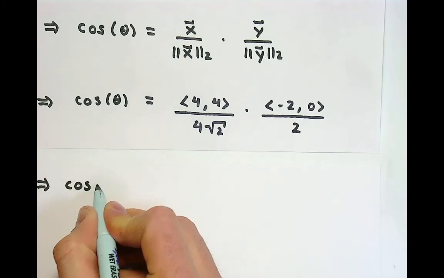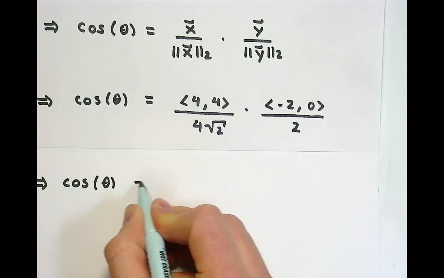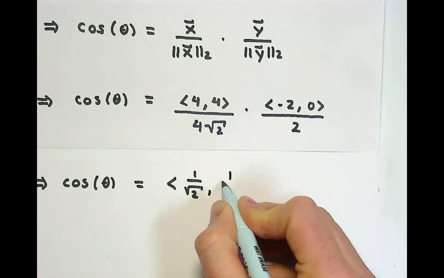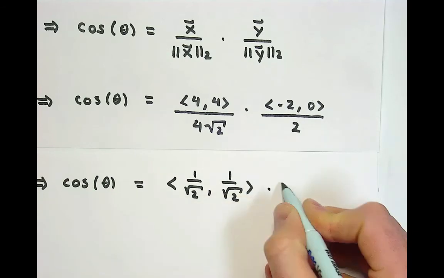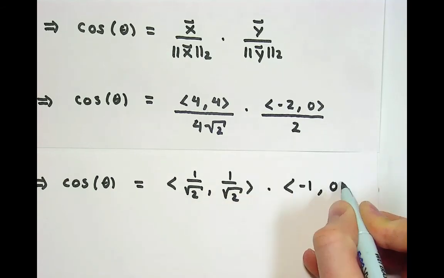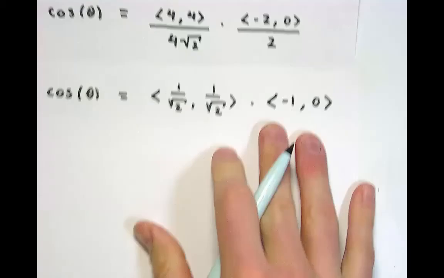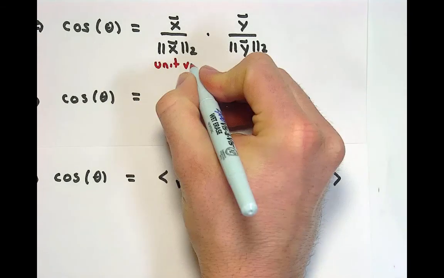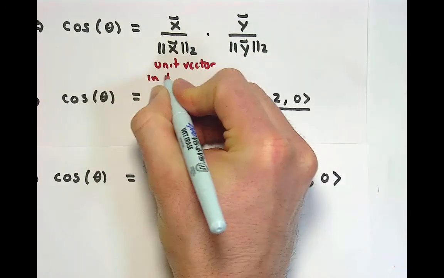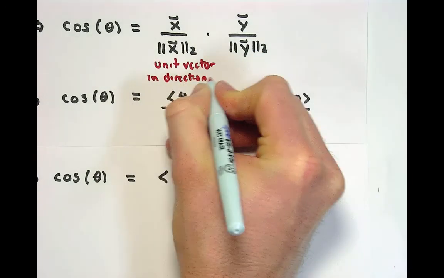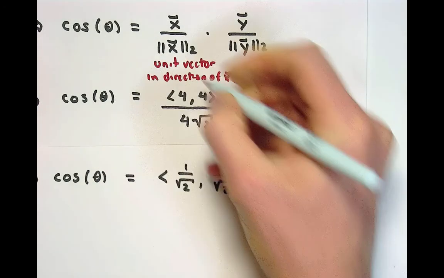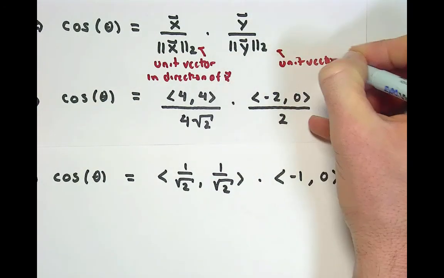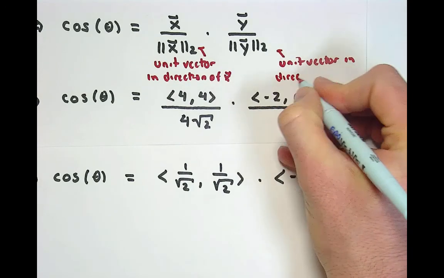So now we've got cosine of theta equals 1 over square root of 2, 1 over square root of 2, and then we're going to dot that with -1, 0. And the reason that this is kind of useful, remember, this is the unit vector in the direction of x. And then right here, this is the unit vector in the direction of y.